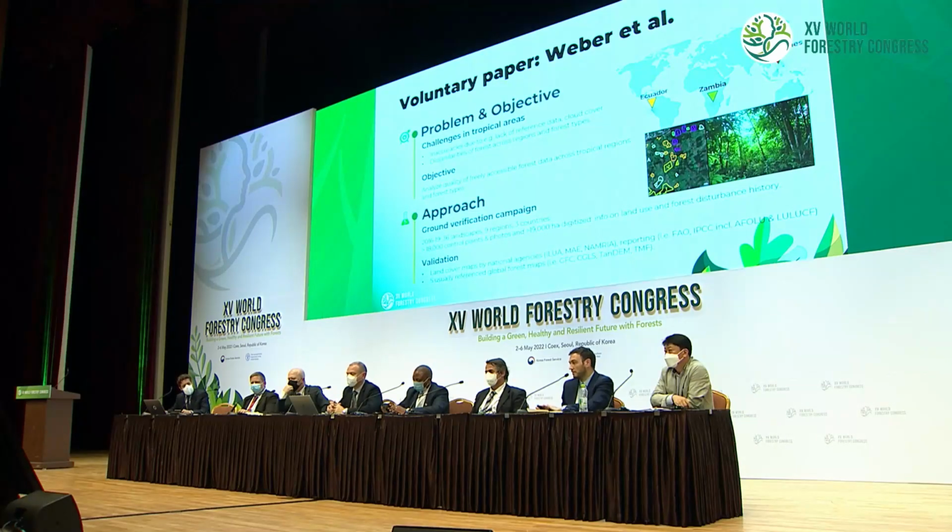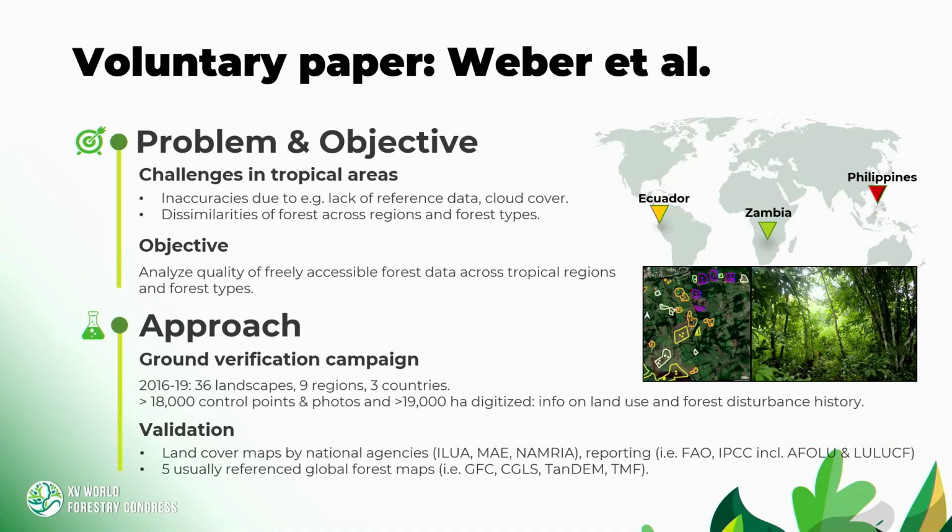One of the key points of our work was that we conducted an extraordinary campaign in collecting ground reference data from 2016 to 2019 across 36 landscapes distributed in nine regions of the three countries. This is an unusual approach, normally due to logistic and operational challenges, but we were able to collect over 18,000 control points and also georeferenced photographs, which allowed us to digitize more than 19,000 hectares, which include information on forest disturbance history, but also on land use.